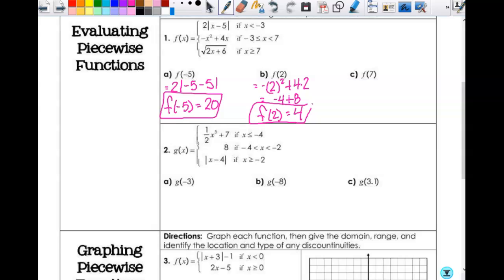Okay. Then we evaluate 7. Does that fall into the first, second, or third? Third, because it says greater than or equal to, so it falls in the third one. So this is equal to the square root of 2 times 7 plus 6. So that's the square root of 20. And when I simplify the square root of 20, what do I get? 2 square root of 5.